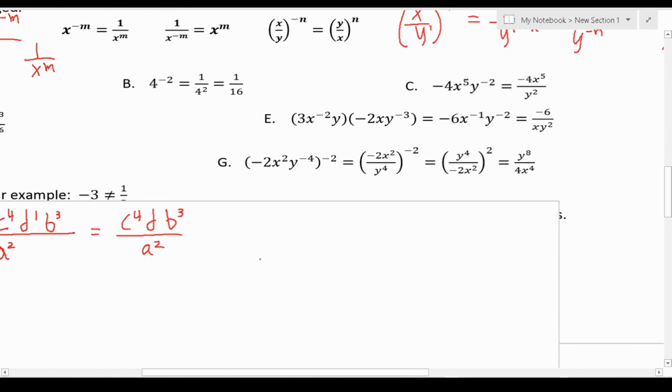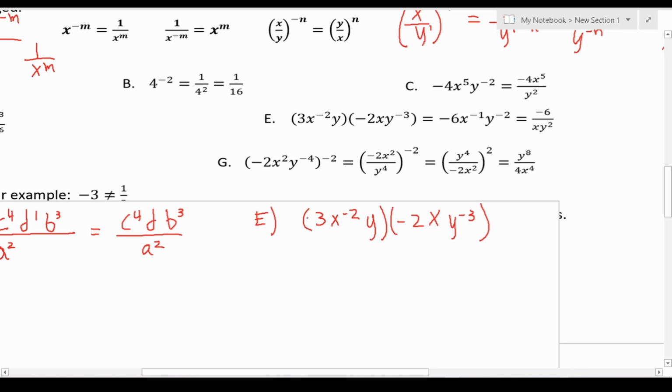Let's take a look at E now, E and G, and then we'll get to some real practice problems. E says parentheses 3x to the -2, y to the -2, x, y to the -3. So again, it's always a good idea to have a plan of attack as you look at these. You want to talk yourself through it so you know exactly what laws of exponents are going to come into play as you're dealing with this one.